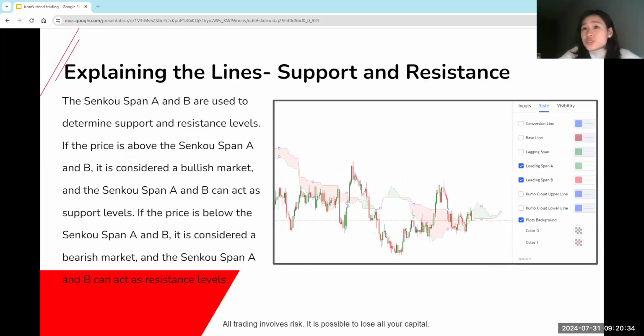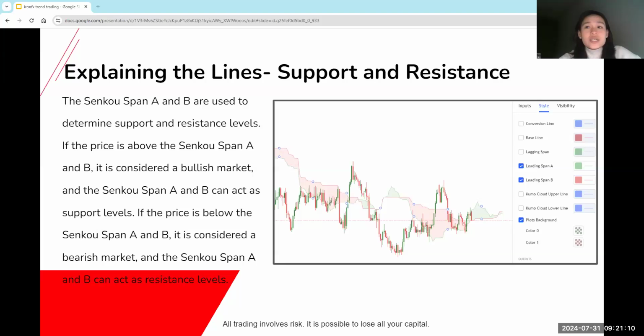The second way to use the Ichimoku indicator is through support and resistance. The way to go about this is by using the Senkou span A and B. If the price is above the Senkou span A and B, it's considered a bullish market, and the Senkou span A and B can act as your support levels. These two levels basically outline the cloud that we were talking about before, but you can also use the outline of the cloud or these two lines as your support and resistance levels.